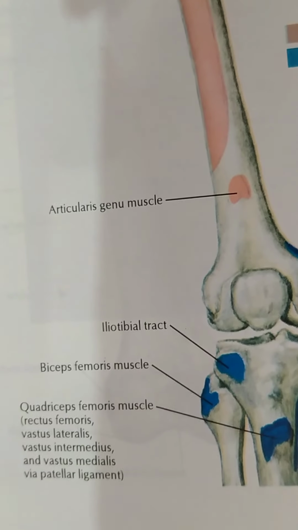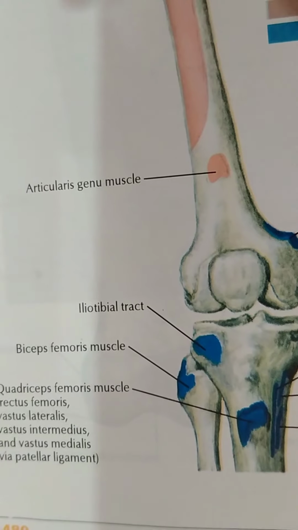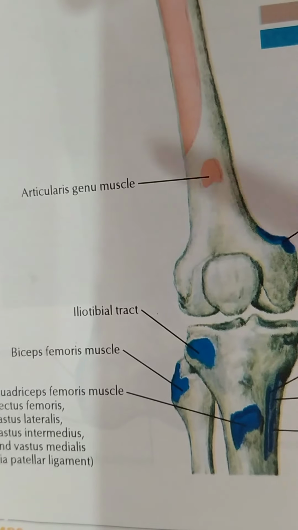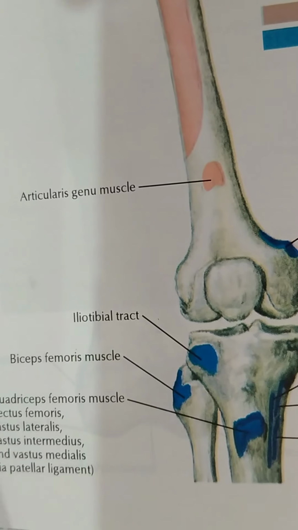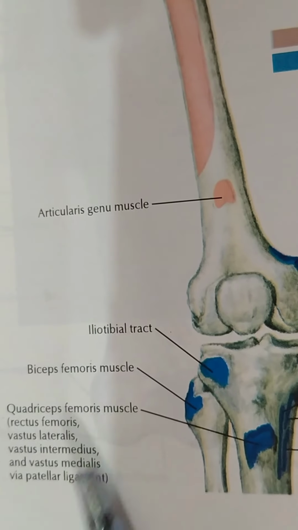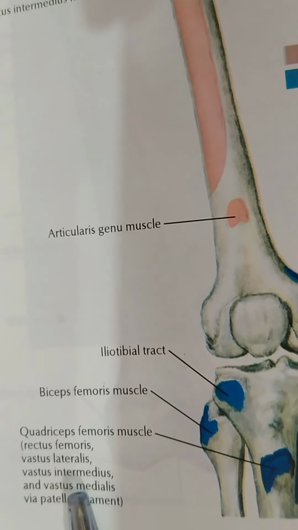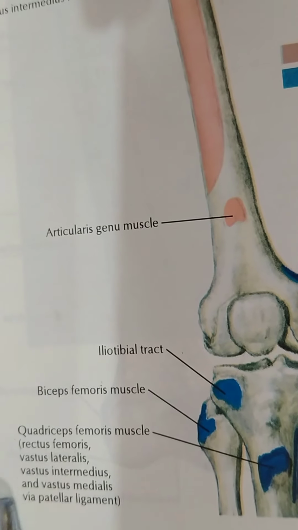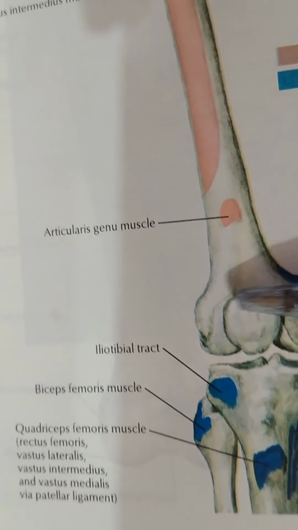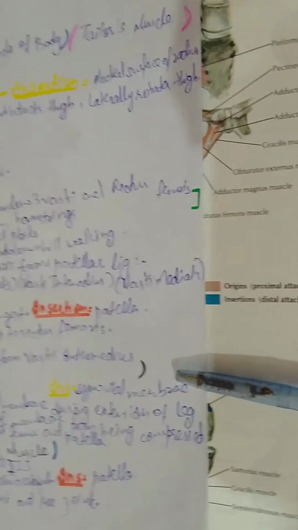Here are the quadriceps femoris tendons inserted. Some of its tendons pass to the patella and insert here. So this is the quadriceps femoris, including the rectus femoris, vastus lateralis, vastus intermedius, and vastus medialis via the patellar ligament. Right? So here we completed our anterior thigh muscles discussion.